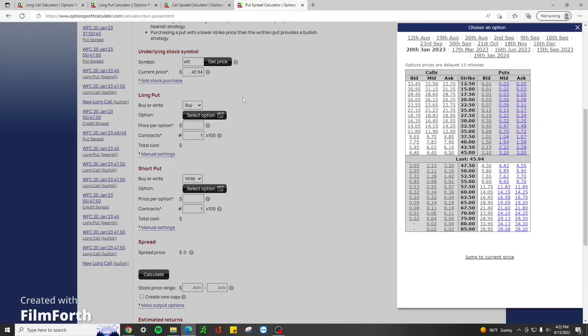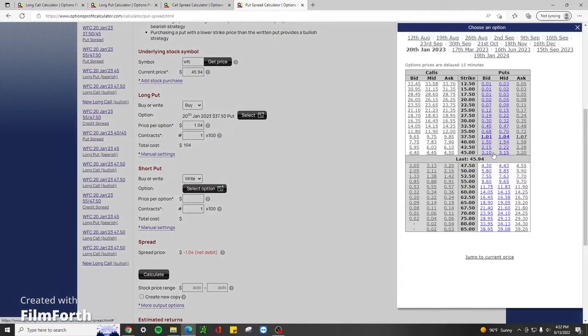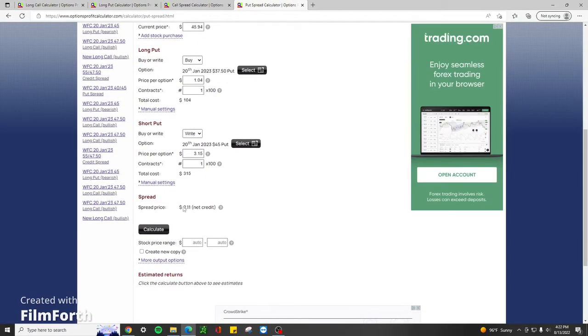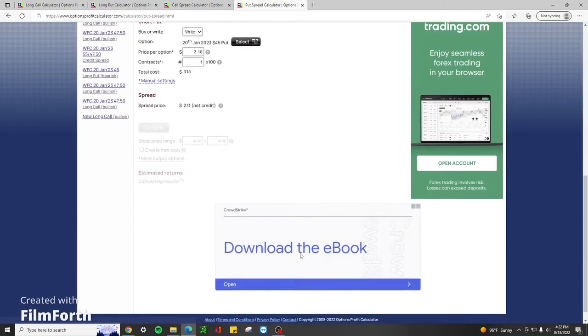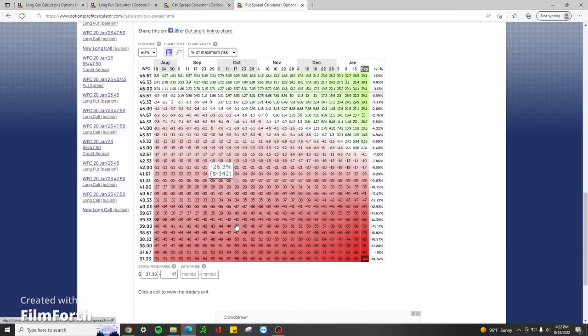So since we're on the long put, in this case, we want to, let's say, buy the 37.50 put, and then we will write or sell the $45 put, which is priced at $3.15, and this would be the net credit we would receive for this strategy. And of course, when you click on calculate, it will show you how your profitability will be affected by that time decay. If it remains neutral, you would be in profit territory. If you see price action on the upside, you maintain that profit territory.